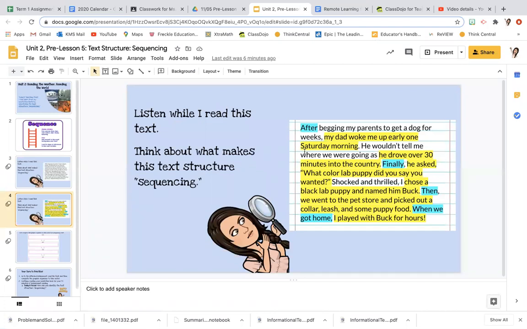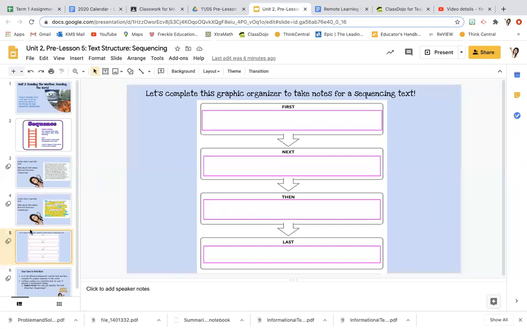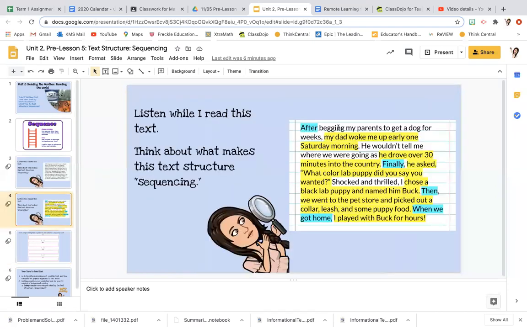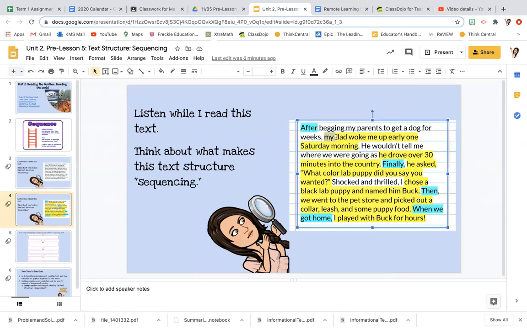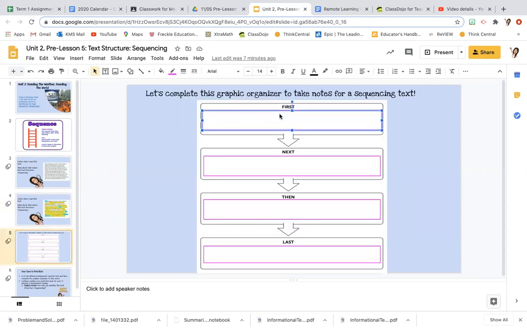So the first thing that happened is what would go in that first box that says first. So we're going to go back to the beginning of the text and see what happened first in this text. So it says that she had been begging for her parents to get a dog for weeks. And then finally her dad does wake her up one Saturday morning. So that's the first thing that happened, is that her dad woke her up one Saturday morning. So I'm going to go to first and plop that there.